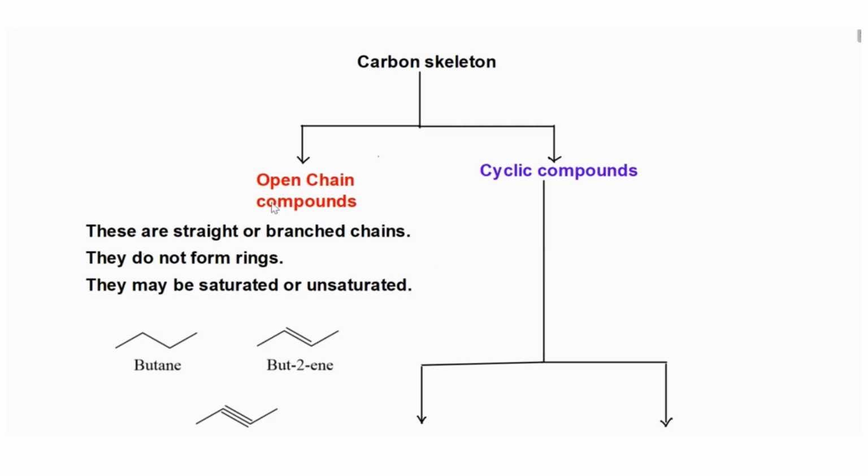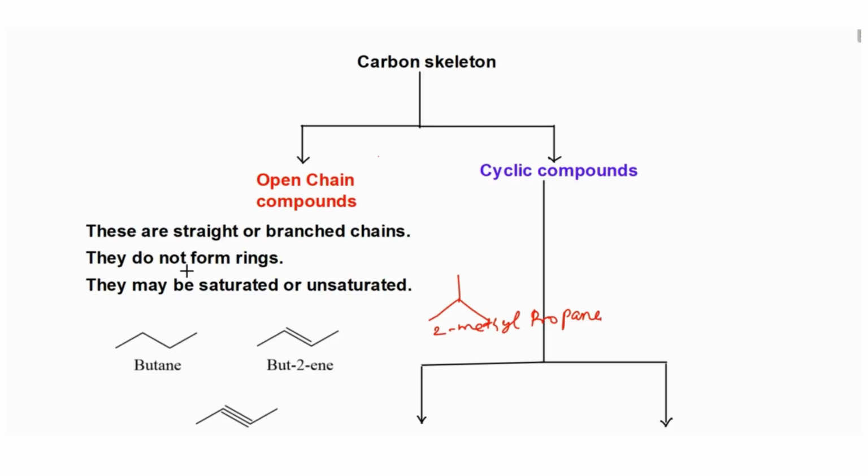So in the open chain compounds, how will they look? They may be straight or branched chain. Here I have given an example for the straight chain. This is butane. You see, all are connected like this. Branched means it will be in this form. For example, I am drawing like this. So this is a branched one. This is 2-methyl propane.